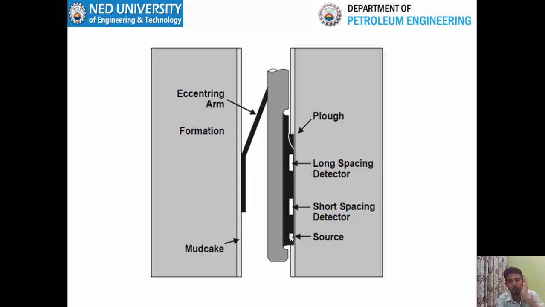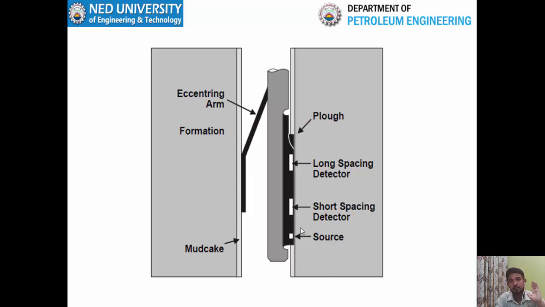So the tool is stuck to the formation wall, a PET type tool, and the purpose is to minimize the environmental effect, to make sure that when the gamma rays are emitted from the source, they are emitted into the formation, and when they are coming to the detectors, they come to the detector directly from the formation. So this is the purpose of sticking your tool to the formation wall.